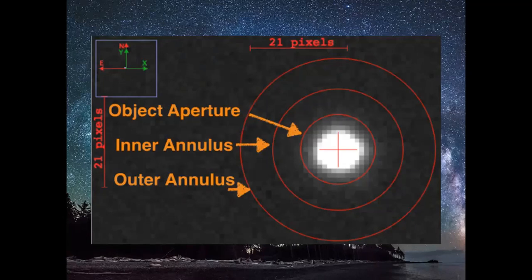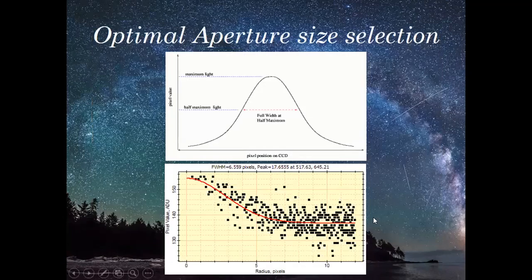Next slide. Okay, so next is optimal aperture size selection: how you can optimally select your aperture size. Now we have seen that aperture size can be selected in a certain way. Initially we had a discussion based on the curve of growth.